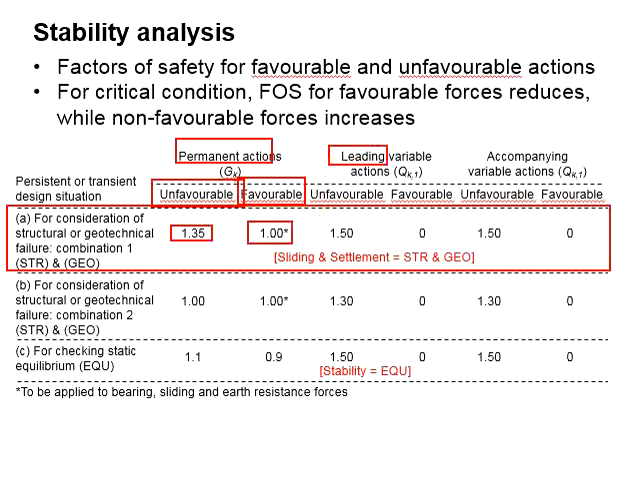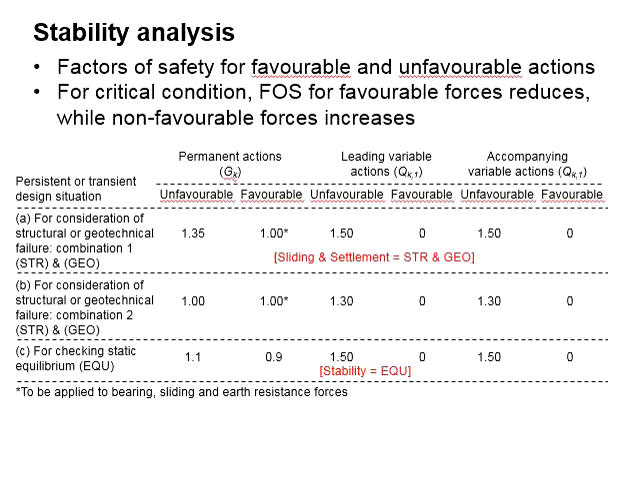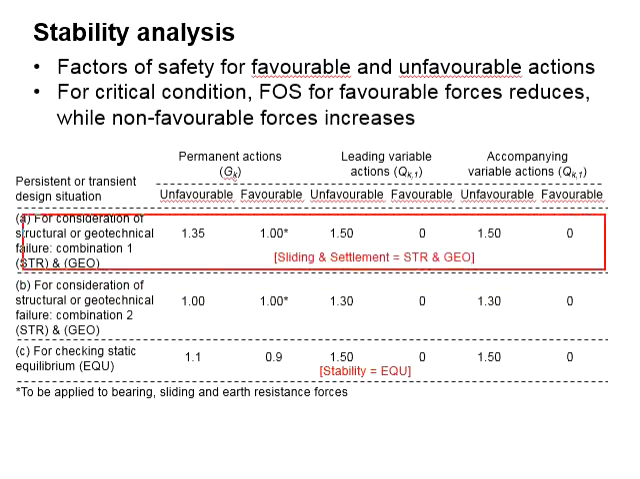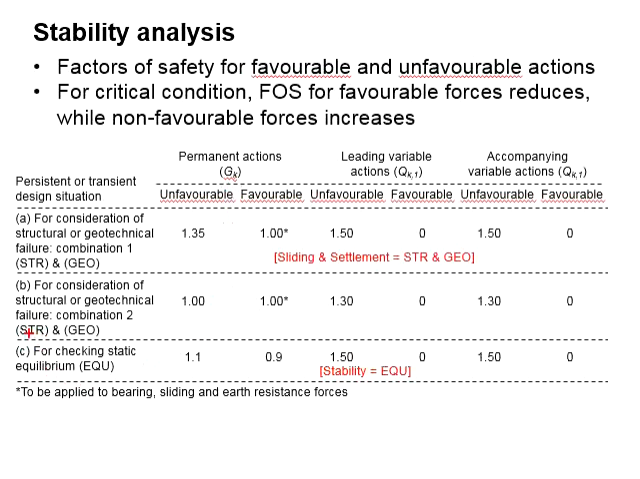As for the variable actions, unfavourable conditions will have a factor of safety of 1.5, but favourable conditions will disregard the leading variables. Same goes for the accompanying variable actions. In the checking of sliding and settlement, you may refer to combination 1, and in the checking for the stability, you may use condition number 3.